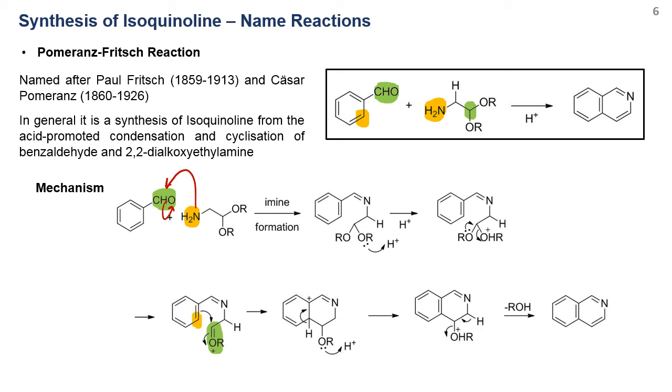And from here, you can regain the aromaticity by removing the proton. And since you already have the leaving group, you can kick out the leaving group to regain aromaticity. And here you got the isoquinoline as a product.